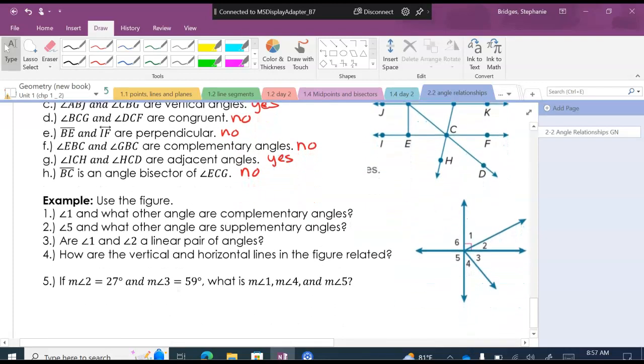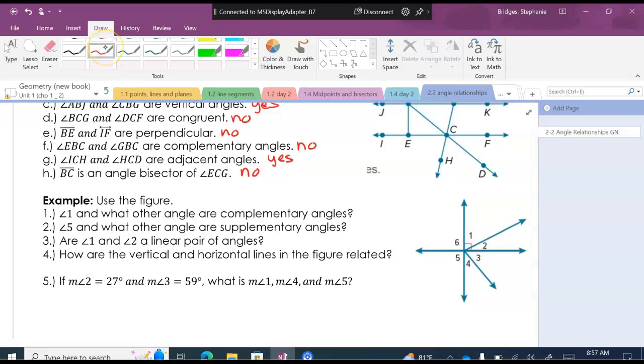All right, looking at your picture. I want to know angle 1 and what other angle are complementary. That means they add up to be 90 degrees. How do you know that? Because you have that little right angle marking right up here. We have this little right angle right here, which does tell me that 1 plus 2 is going to give me 90 degrees. So angle 2 is the answer for that.